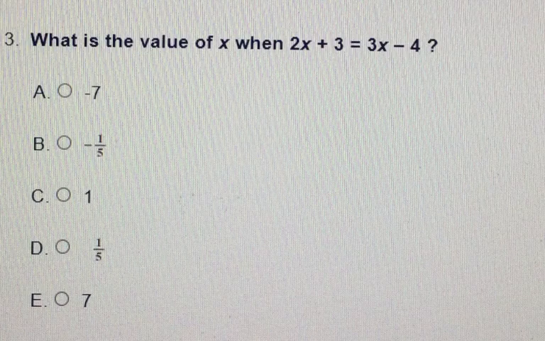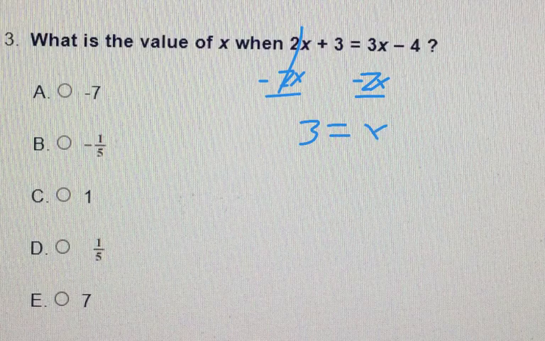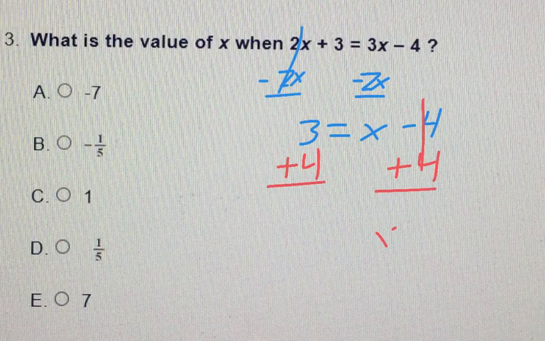To make sure I get a single x, we need to eliminate one of the terms that has an x in it. So we could subtract 2x on both sides. 2x minus 2x is 0. We're left with 3 minus 2x is x. Bring down the minus 4. Now I need to add 4 to both sides. So x equals 7.